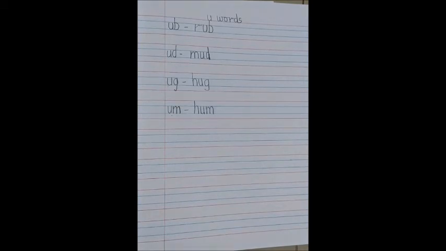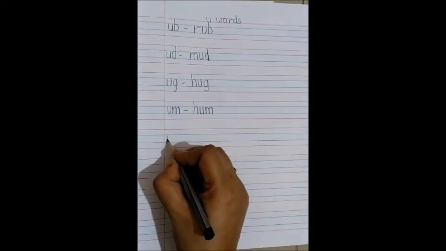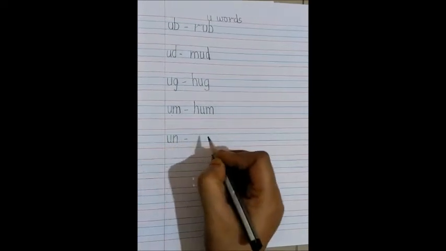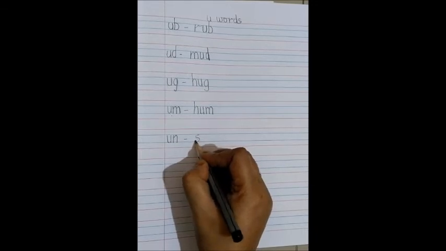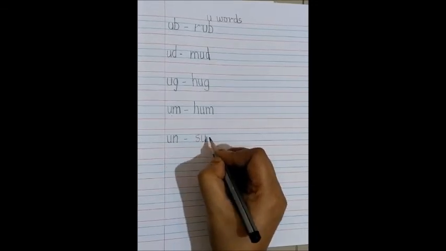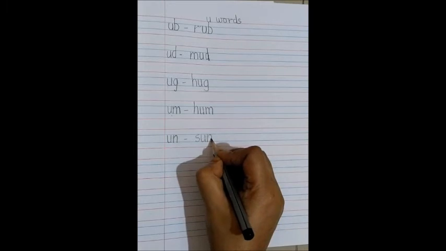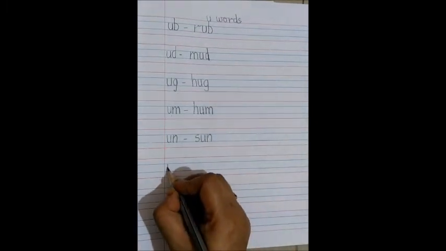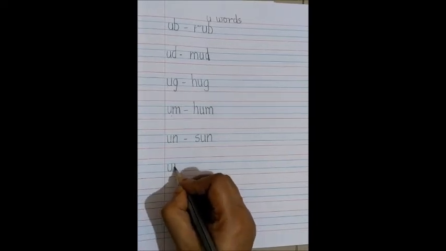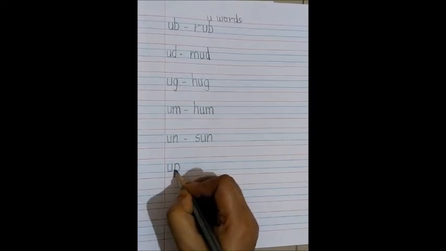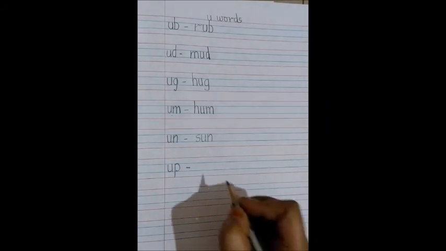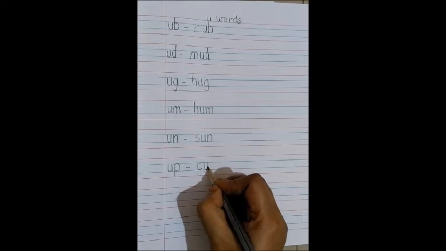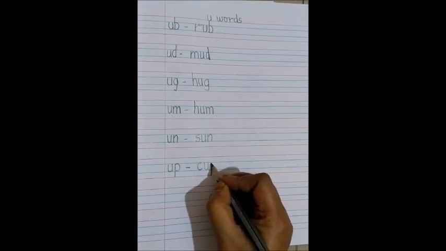UN words. U and N. UN. The word is sun. S and UN. Sun. Now a UP word. U and P is UP. Give a small dash and the word is CUP. C, U and a P. C, UP, CUP.